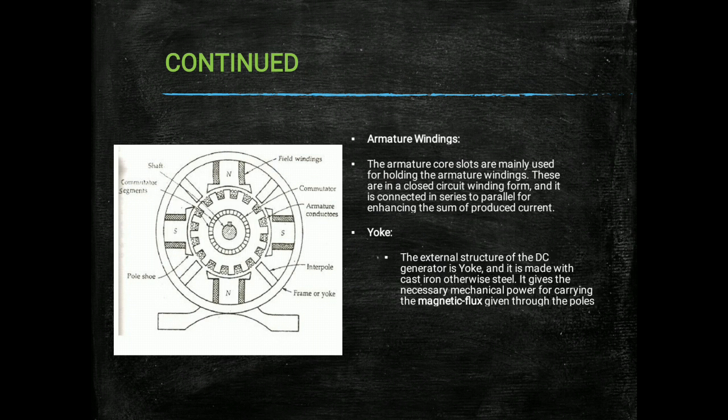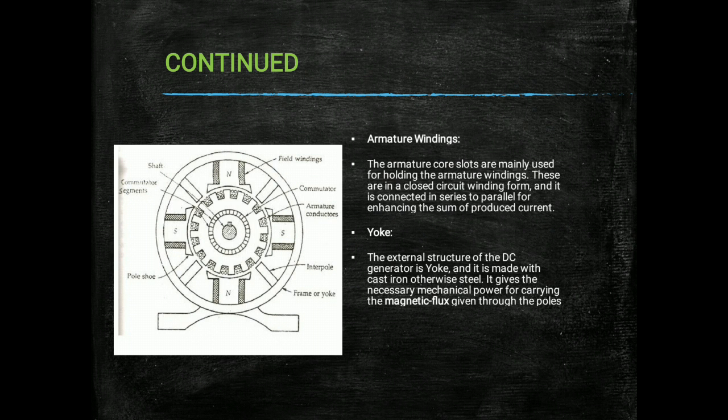Now the yoke is the outer cover. The external structure of the DC generator is the yoke, and it is made of cast iron, otherwise steel, and it is made of a ferromagnetic material. That means it has good permeability, and it gives the necessary mechanical strength for carrying the magnetic flux through the poles.